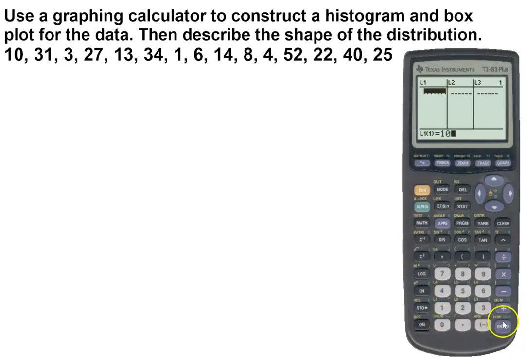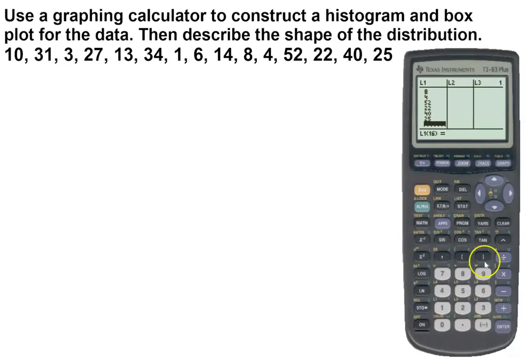So we hit 10, enter. After every number, hit enter so it goes into our table. So we got 3, enter, 27, enter. We got 13, enter. We got 34, enter. We got 1, enter, 6, enter, 14, enter, 8, 4, 52, 22, 40, and 25.